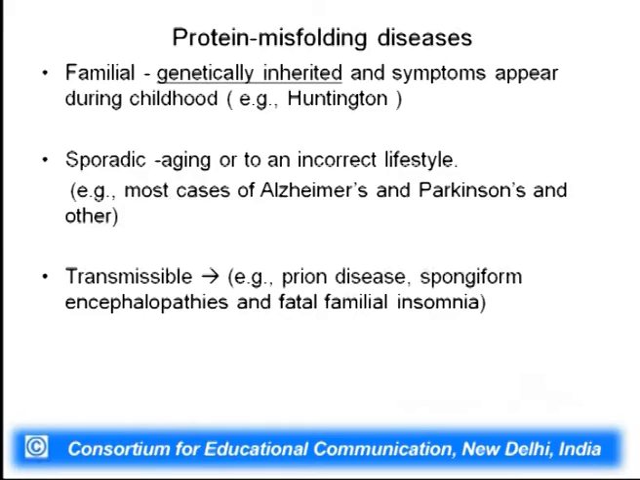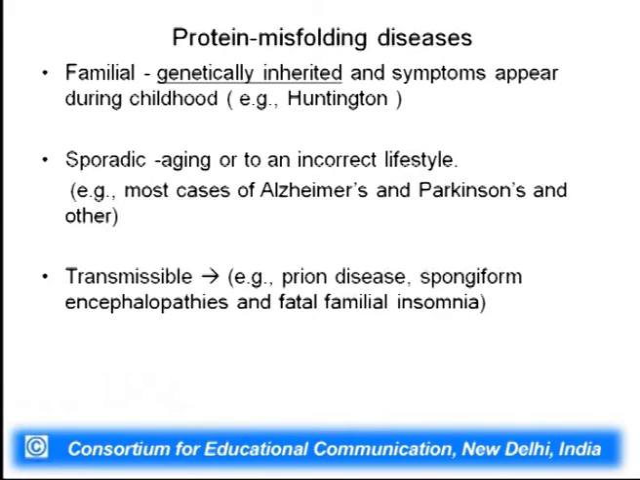We can summarize protein misfolding diseases into familial, sporadic and transmissible, and we will see the examples of all these. Some of the misfolding diseases are genetically inherited, where there is a mutation in the protein primary structure such that it never attains its native conformation, and the symptoms of these genetically acquired diseases will be visible in childhood, in young ages.